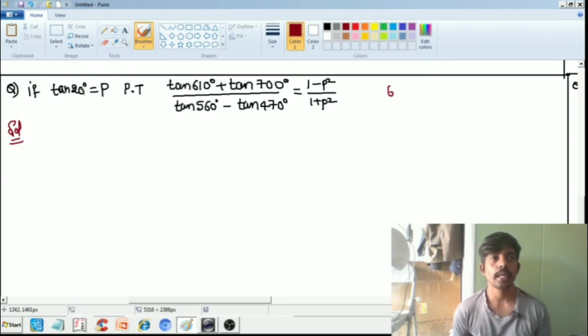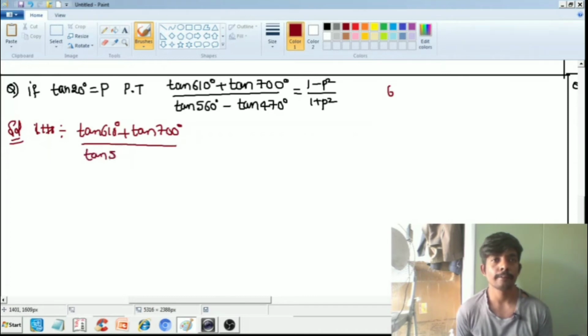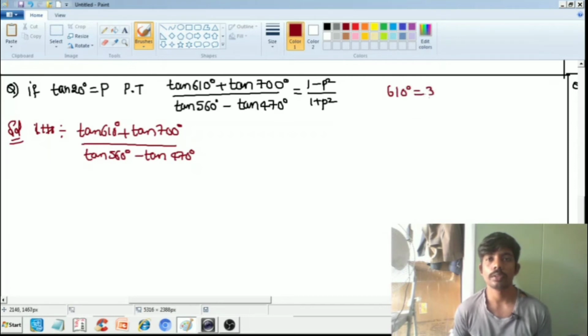In this question, tan 20 degrees is equal to P. Prove LHS is equal to RHS. Consider LHS. LHS is equal to tan 610 degrees plus tan 700 degrees by tan 560 degrees minus tan 470 degrees. Here we can write 610 degrees as 360 degrees plus 250 degrees.